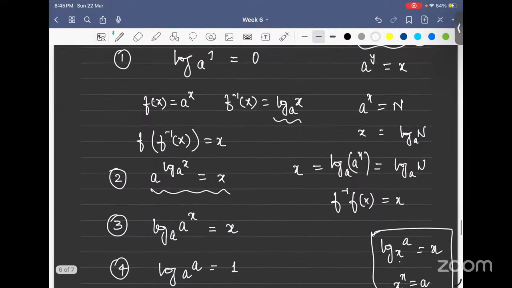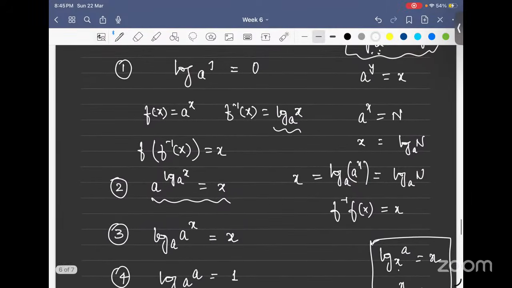Are these four properties clear to you guys? If you want to prove the first one also, you can. A to the power 0 is equal to 1, right? A is some value that is not 0 and not 1. A to the power 0, whatever the value of a, you'll always get 1. And that is what we have written here.